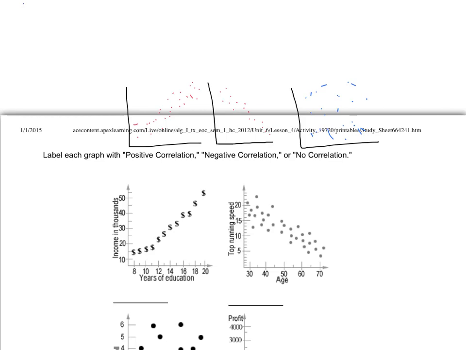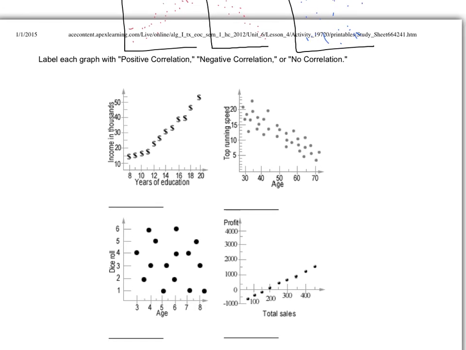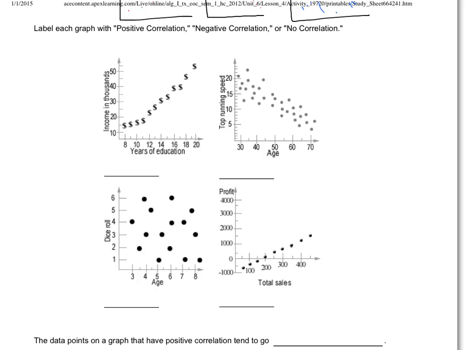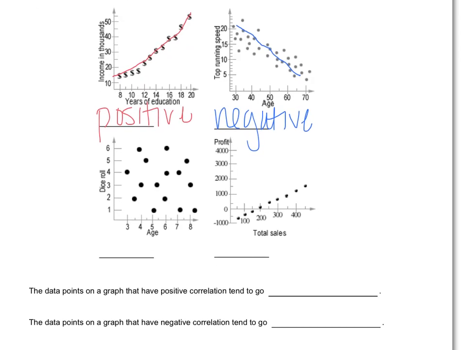If we're looking at these graphs, we've got to figure out which direction they're going. This first one, the years of education versus your income, is going up, so it's going to have a positive correlation. The next one's data is going down, so it's going to have a negative correlation. When we read graphs, we always read from left to right. The third one, the dice roll and your age, has no correlation whatsoever because there's no pattern. And the last one, our total cells, if you follow these dots, they're going up, so it has a positive correlation.